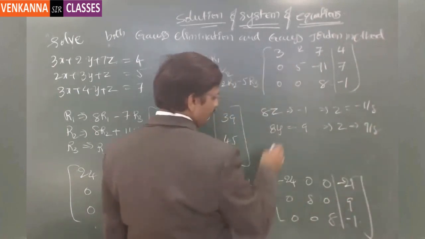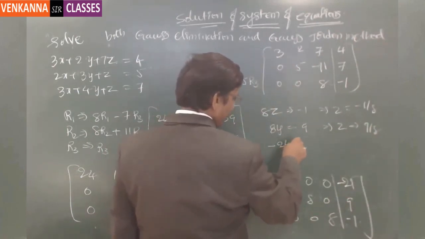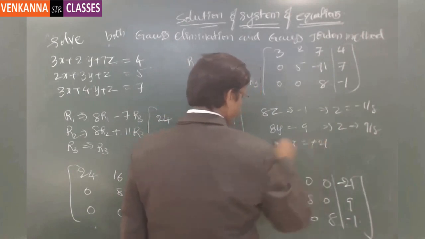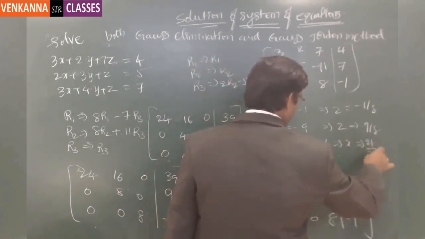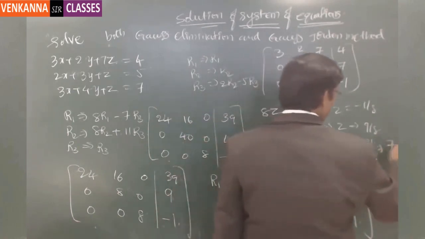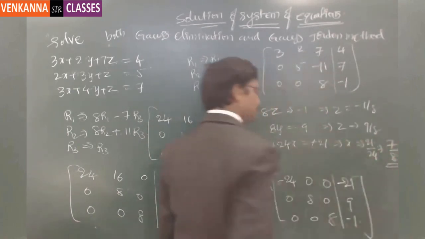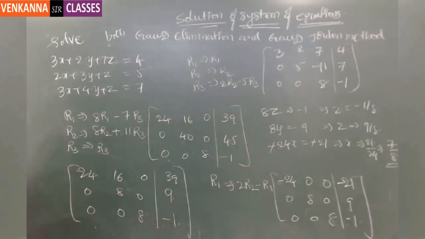Similarly minus 24x is equal to minus 21. It implies x is equal to 21 by 24, so 7 by 8. Got it?